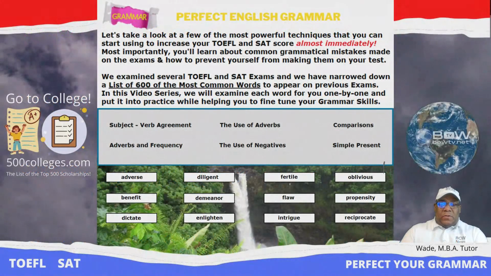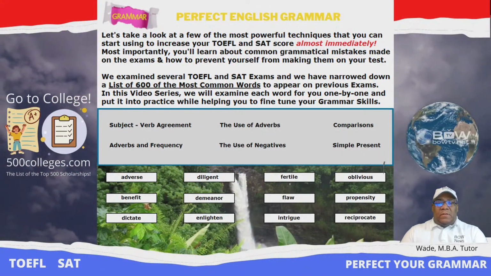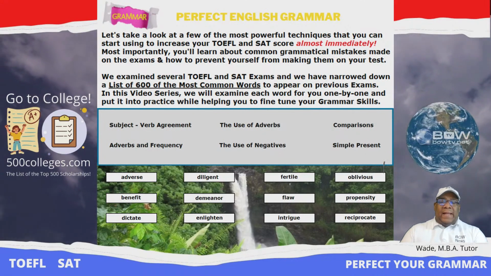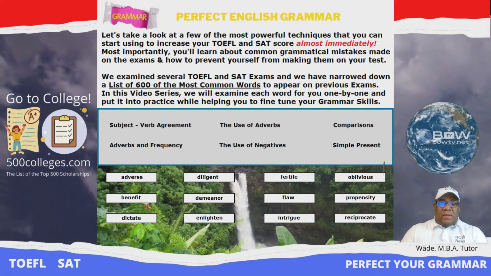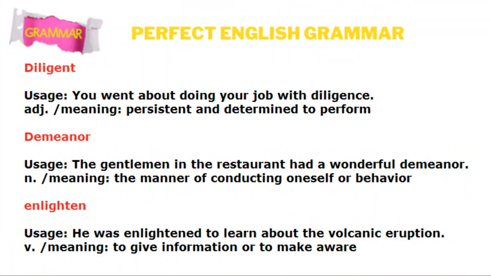With respect to other words, you'll probably see the word diligent, also demeanor or enlighten. If we take a look at those, we can actually see that with respect to diligent, usage would be you went about doing your job with diligence. Adjective meaning persistent or determined to perform.